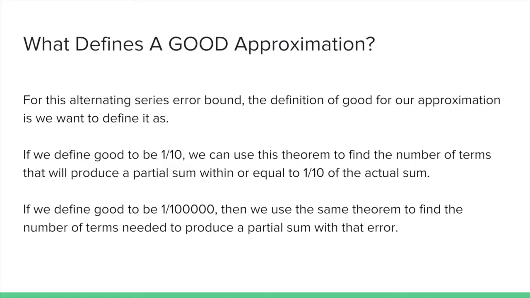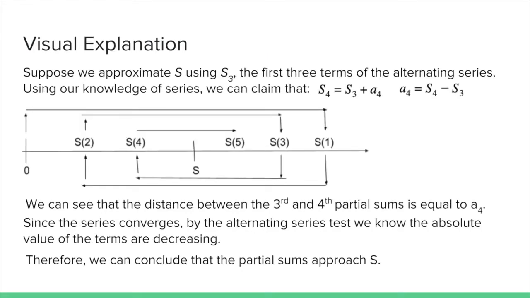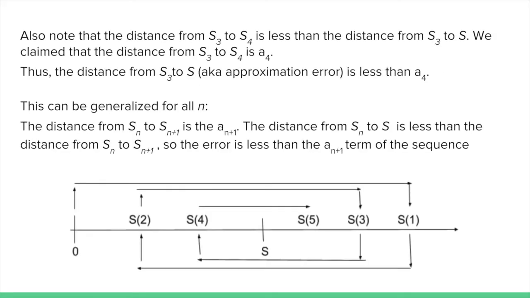Still don't understand it? Let's use a visual explanation. Suppose we want to approximate the sum using the third partial sum. Using our knowledge of series, we can claim that the fourth partial sum equals the third partial sum plus the fourth term. Our visual shows a few partial sums. We see that the distance between the third and fourth partial sums is equal to the fourth term of the sequence. And since the series converges, by the alternating series test, we know that the absolute value of the terms are decreasing. Therefore, we can conclude the partial sums approach s. Also note that the distance from the third partial sum to the fourth partial sum is less than the distance from the third partial sum to the actual sum.